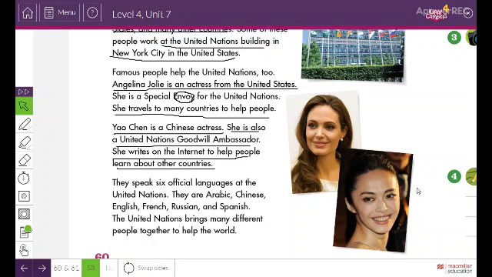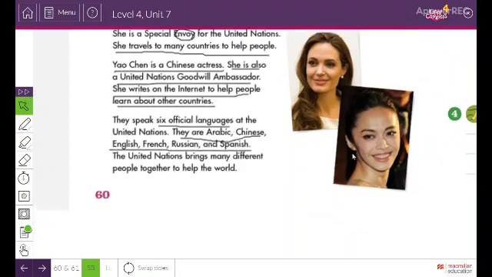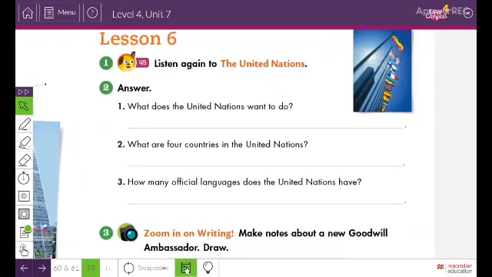Like Chinese language. Yesterday I gave you a question about official languages that are used by the United Nations. What are they? Not 5 languages, but there are 6 official languages used by the United Nations. Remember, 6 official languages, and they are Arabic, Chinese, English, French, Russian, and Spanish. Those are the languages.